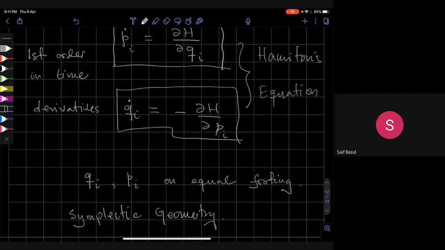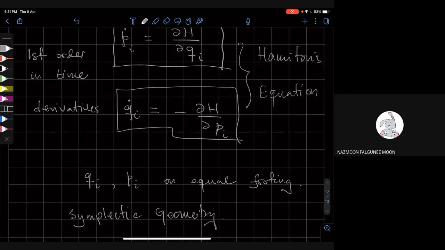Moon, did you do dynamical systems? Sir, I'm doing it this semester. Okay. And is he covering symplectic geometry? Sir, not yet. Okay, not yet.